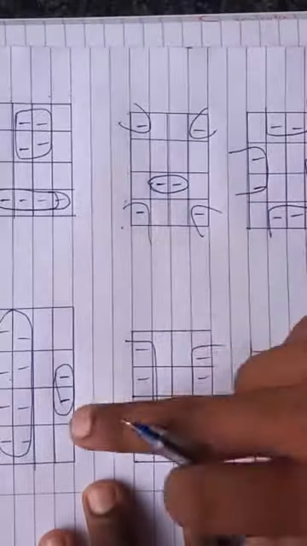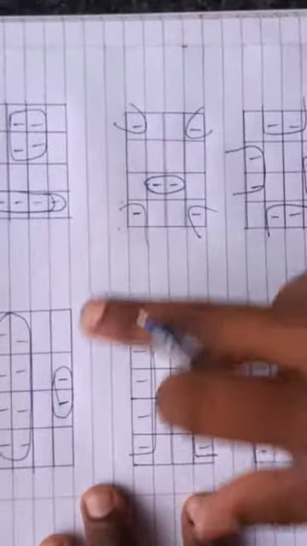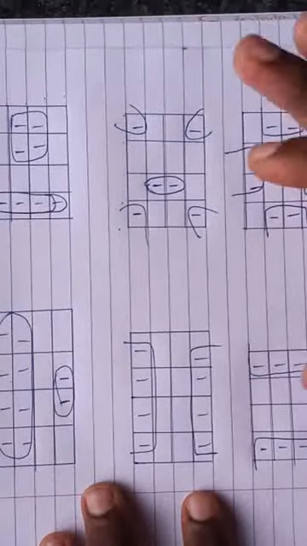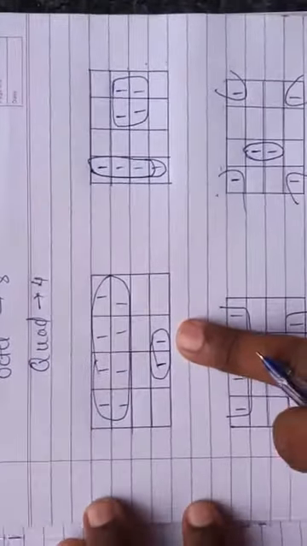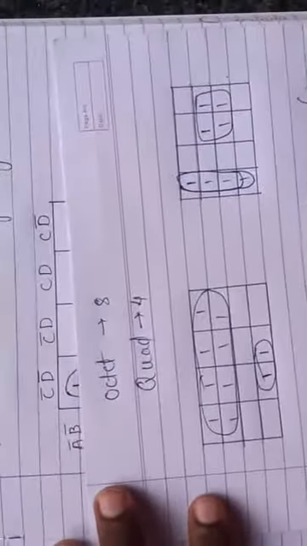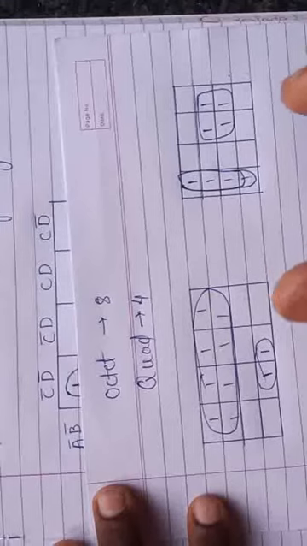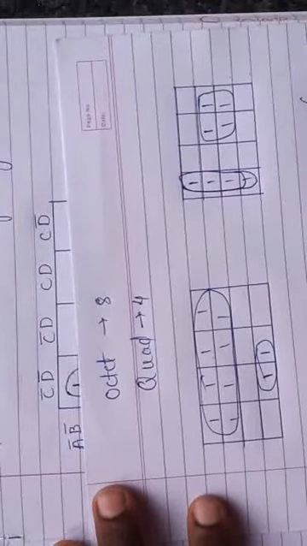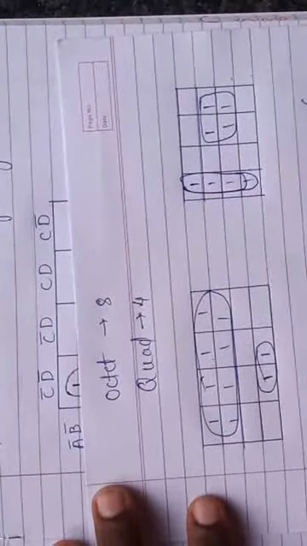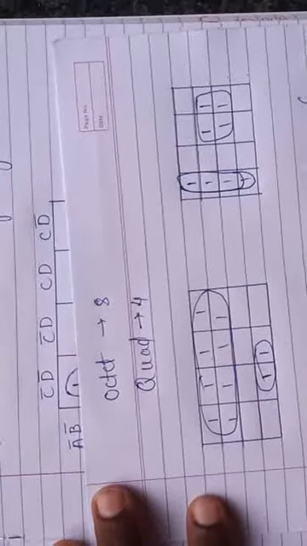So finally, if a quad is not possible, and an octet is not possible, then a pair is the final solution. But try to find the octet first, then quad, then go to pair, because the problem is reducing. So how we can reduce is: an octet will reduce the given terms to a single term, a quad will give two terms, a pair will give three terms. So we have to reduce as much as possible.